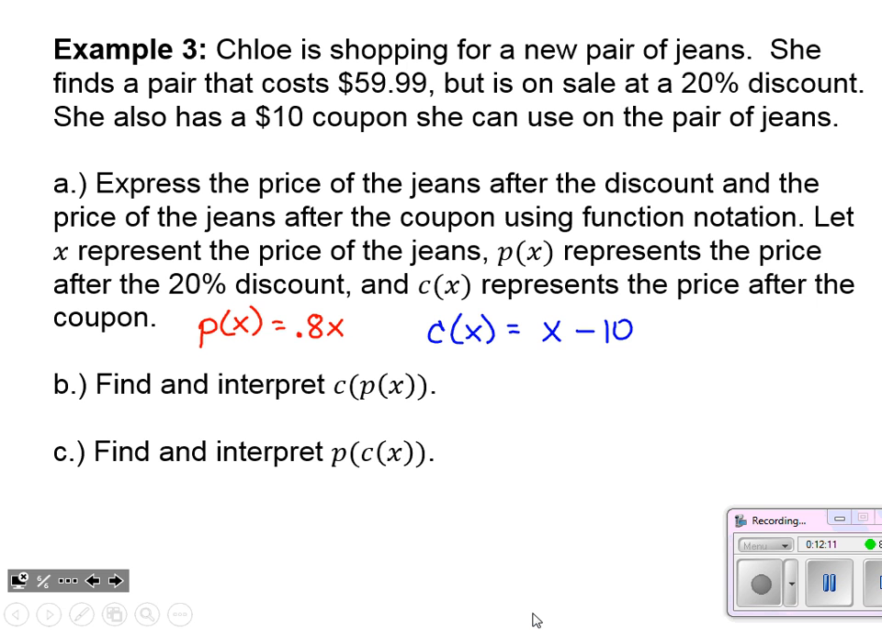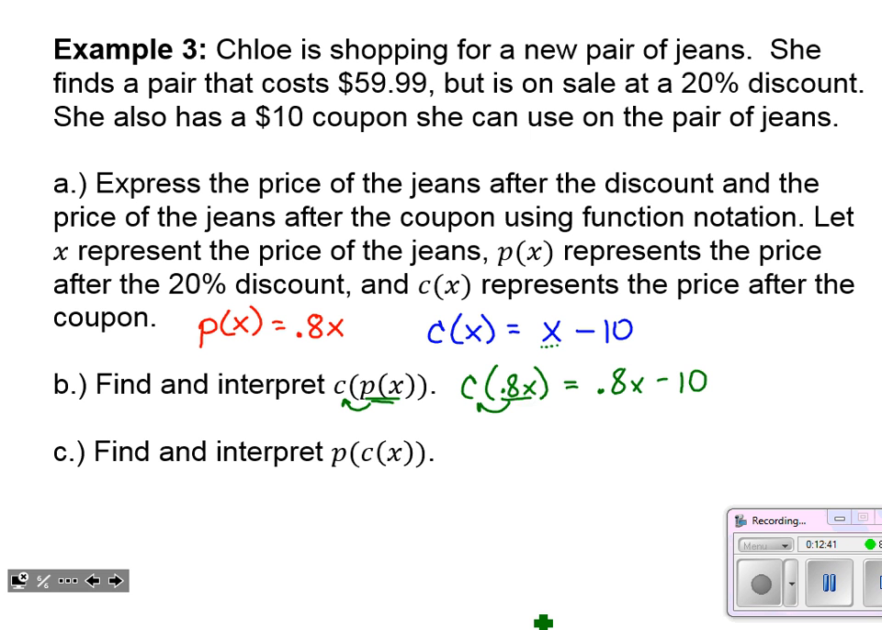Okay, so letter B says find and interpret C of P of x. Okay, well, C of P of x means I start with P of x on the inside and then run that through C. So I'm taking C of 0.8x, and if I put 0.8x into function C, it says swap out the input with 0.8x and then subtract 10, 0.8x minus 10.